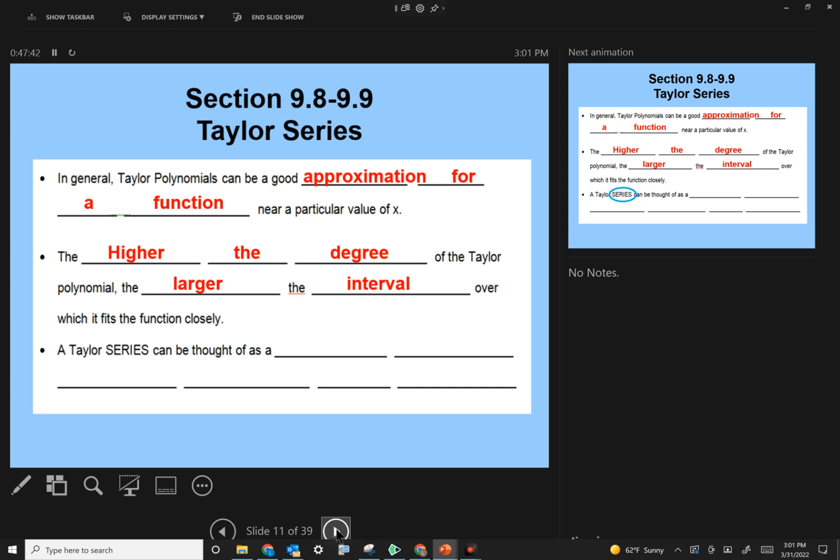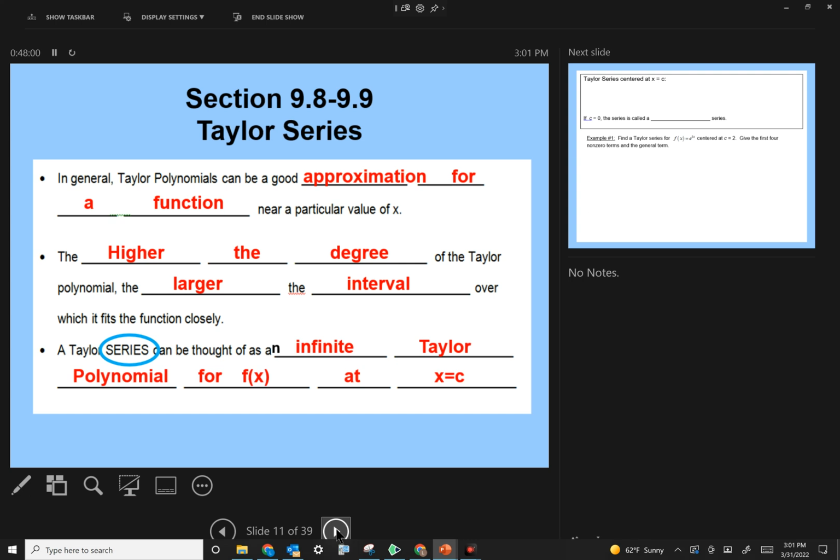Okay? A Taylor series, circle, highlight, underline. So now we're not talking polynomial, we're moving into the next part, we're talking about a series. A Taylor series can be thought of as an infinite Taylor polynomial. So a Taylor series just extends it forever. So we call it an infinite Taylor polynomial for f of x at x equals c. So you still center it somewhere. You're still approximating a particular function. We just go on forever.